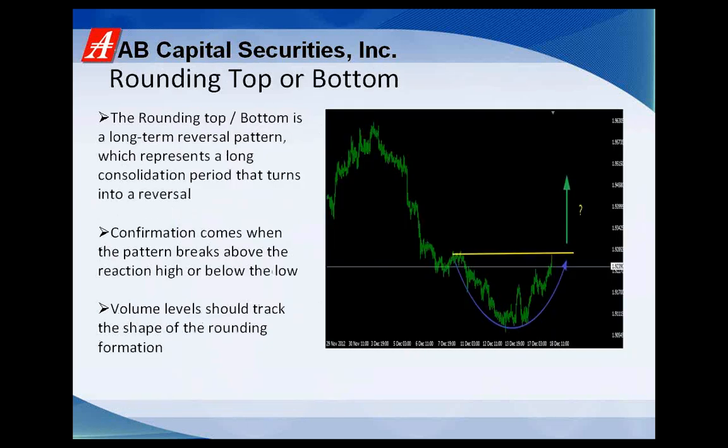Next is a rounding top or bottom. This is a reversal formation. The key here is being able to identify the volume, which should normally track the shape of the rounding formation. So normally volume is high on the left portion of the rounding bottom, and also on the right portion of the rounding bottom or top. And volume should be high, usually upon breakout of that rounding bottom or top.